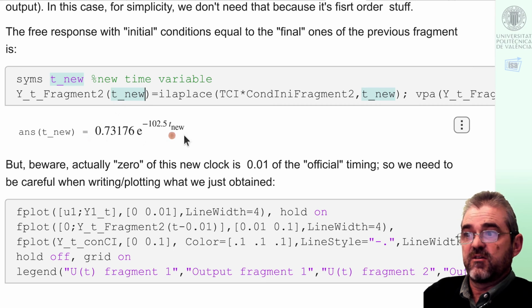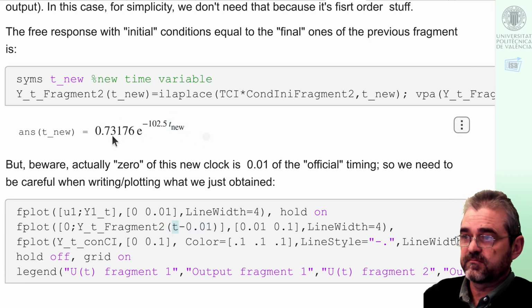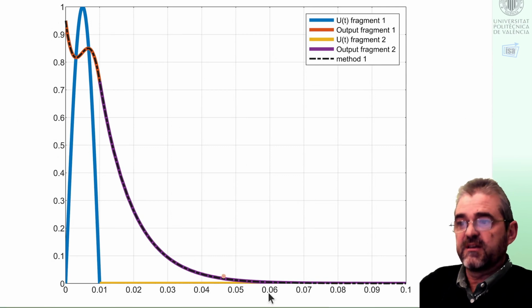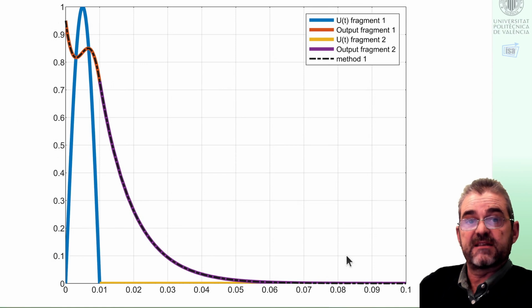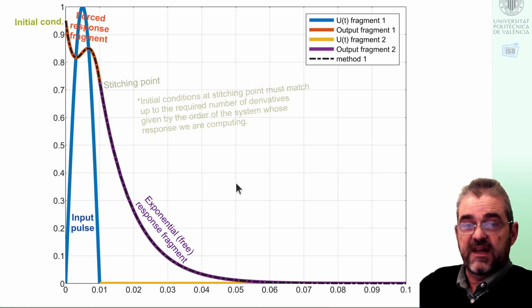So this is the output, and then in order to plot it, I just need to state in here that the new clock is just the old clock minus 0.01. When the old clock ticked 0.01, the new clock ticks 0. So this is the way to plot what I computed here. And then here we have the purple exponential decay at the right place in the time axis. So by stitching the red fragment 1 and the purple fragment 2, I get the whole time response.